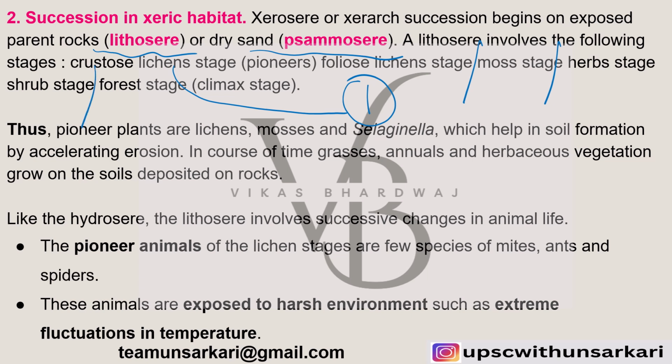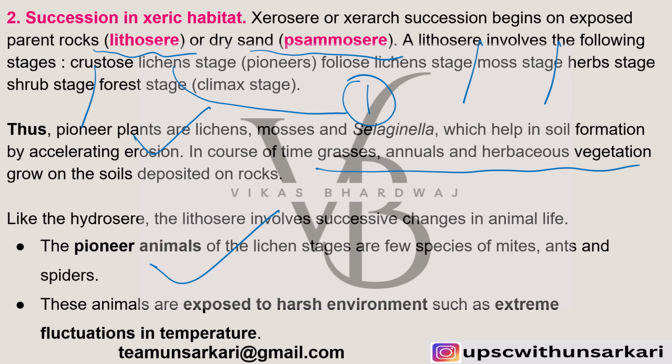So all these are stages. You just look for the sequence. The pioneer plants are the lichens, mosses, and Selaginella, which help in soil formation by accelerating erosion. In course of time, grasses, annuals, and herbaceous vegetation grow on the soils deposited on rocks. And like hydrosere, lithosere also involves successive changes like we have discussed in the previous one.